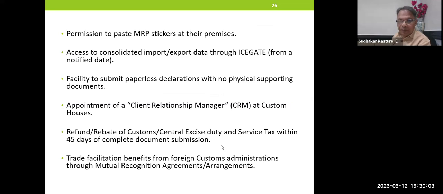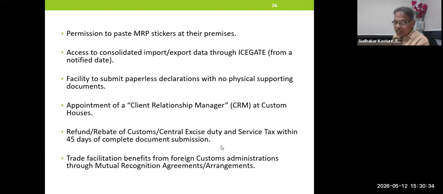Permission to paste MRP stickers at your premises. Access to consolidated export-import data. Facility to submit paperless declarations. Some of these things were introduced in 2016. Now today everything is moving on iSkate, and now we are coming out with a better version, iSkate 2.0. And all documentation is also going electronic.